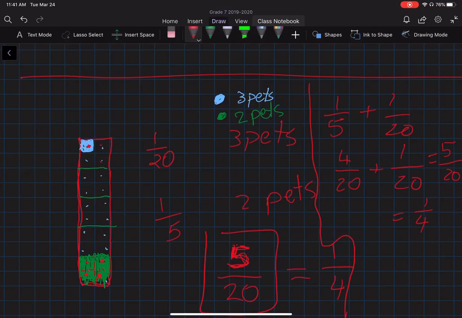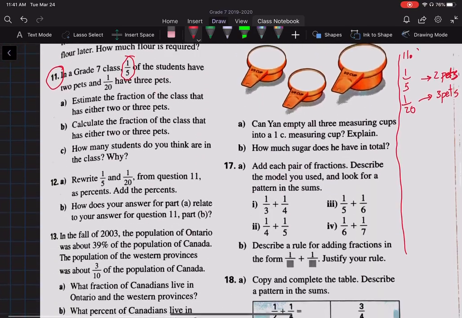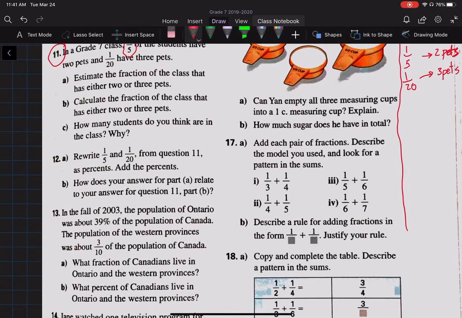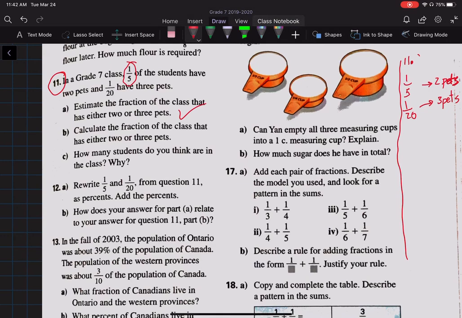So, having solved it this way or that way, both of them are correct, and you can think about it either way. Calculate the fraction of the class that has either 2 or 3 pets. So first they ask you to estimate, which means make a guess. If you look at the numbers 1 over 5 and 1 over 20, you make a prediction.